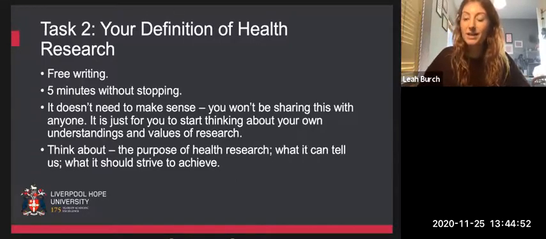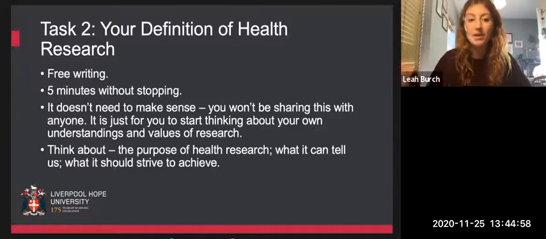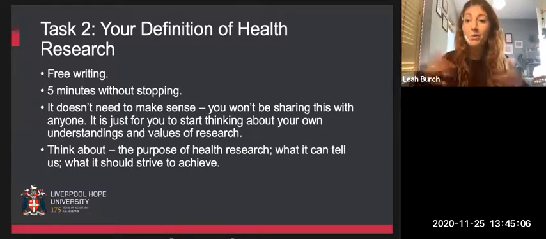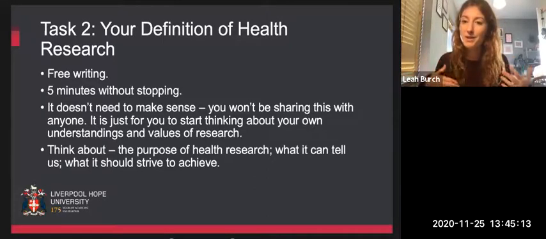Now, the key thing with this is that it does not need to make sense what you write down. And so we want you to just keep going with it without stopping. So don't stop and think, does what I've said make sense? Am I going off on one? If anything, we want you to go off on a tangent and just see where your mind takes you. It can really help to tap into some of those ideas that you've got swimming around in your head, but aren't really able to articulate.